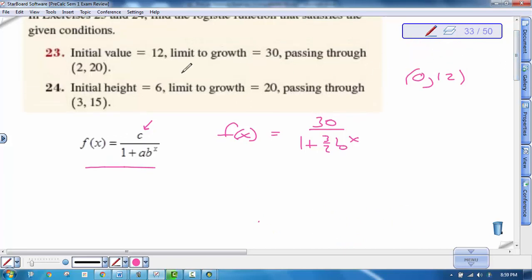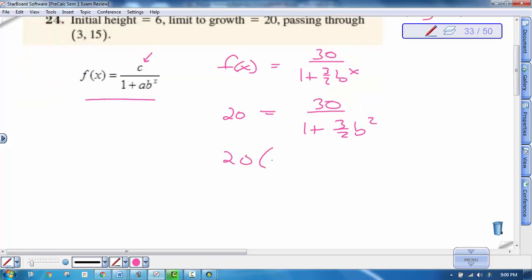So I'm getting closer. Now I can do one more thing to find b, and that's to use the point that they gave me. The point was (2, 20). So I'm going to plug in 20 for y, and I'm going to plug in 2 for x. And now I need to solve for b. Okay, so I'm going to multiply both sides by this quantity, 1 plus 3/2 b squared, equals 30. Now I'm going to divide both sides by 20.